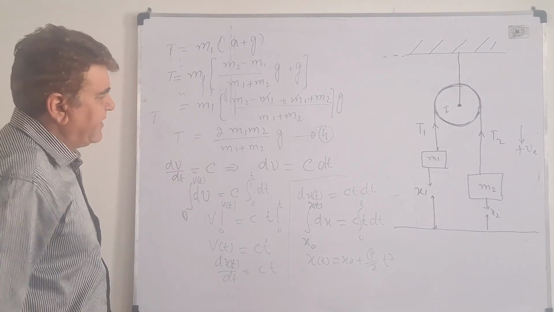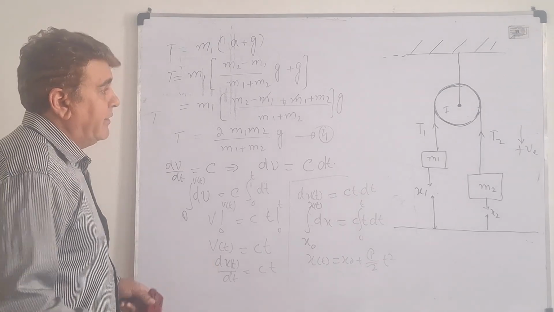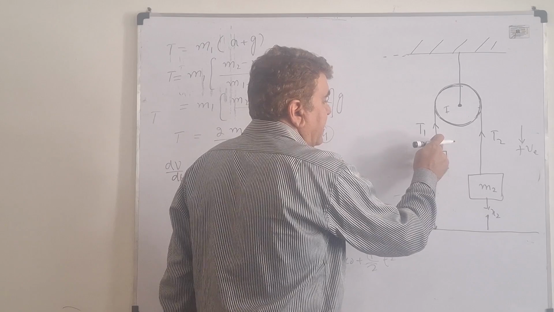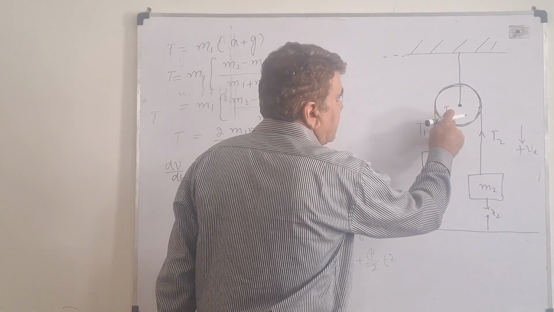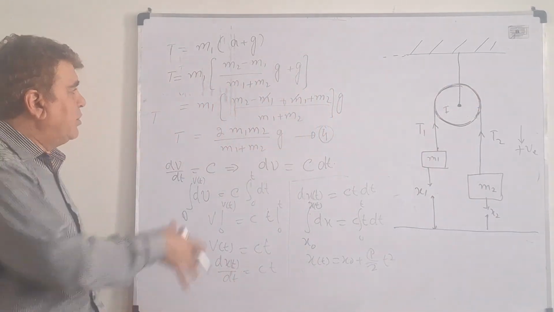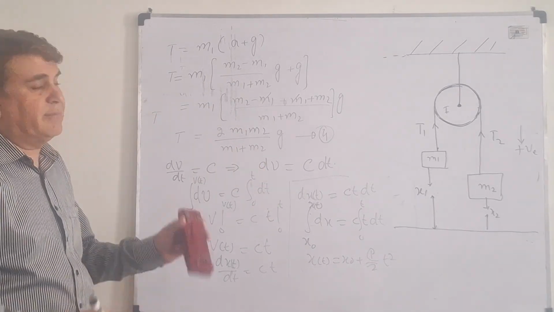So this way we find the dynamics of the masses attached to a pulley. That is, we solve the Atwood's machine under the conditions that the string is inextensible, the mass of the pulley is negligible, and the friction is 0. Under these three conditions, we have this equation for the dynamics of the masses.